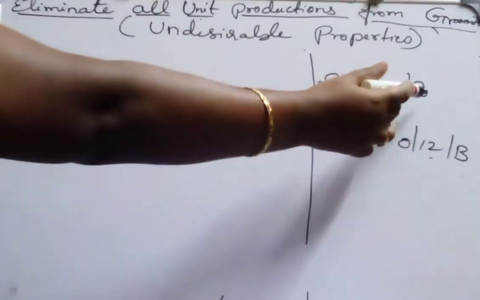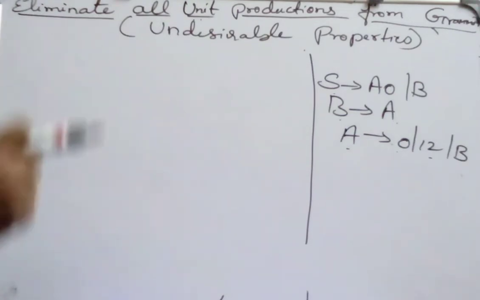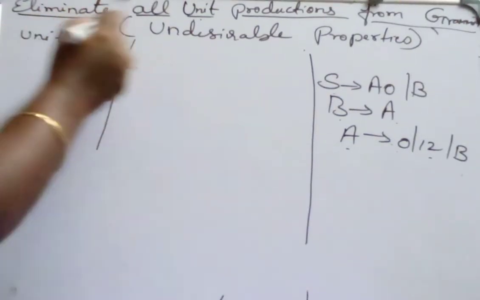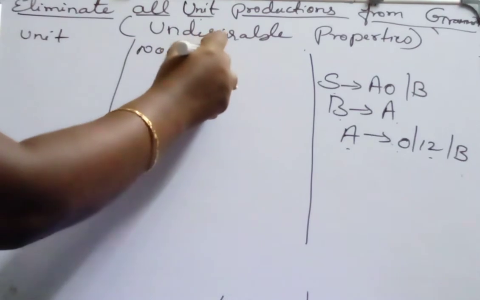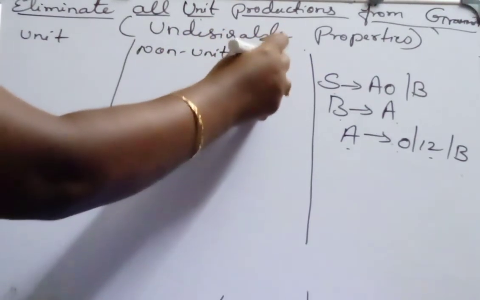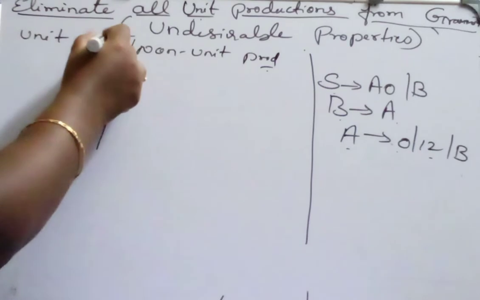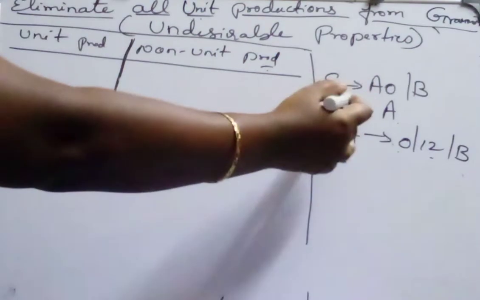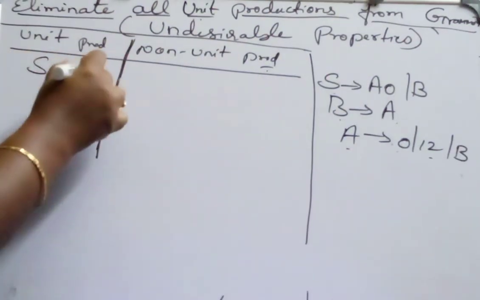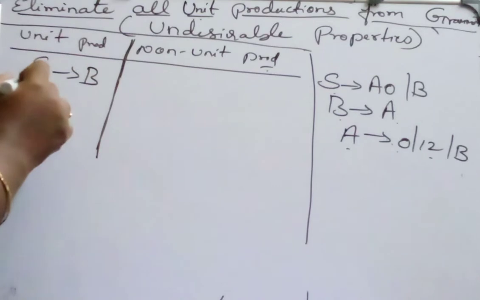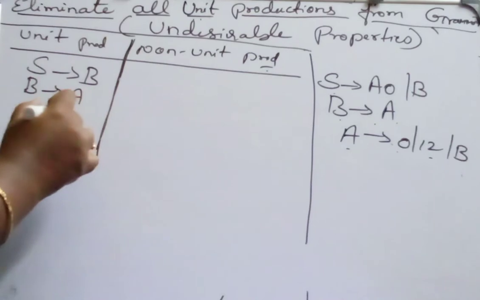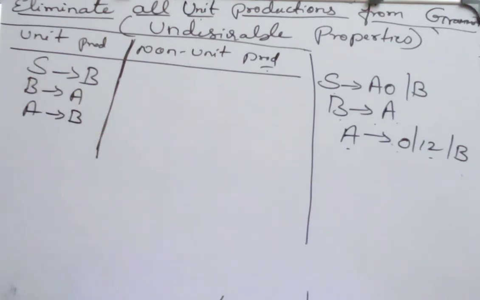If you have a single non-terminal on the right hand side, then it is called a unit production. So first, classify into non-unit productions and unit productions. Which are the unit productions in this grammar? S derives B is a unit production. B derives A is a unit production, and A derives B is also a unit production.